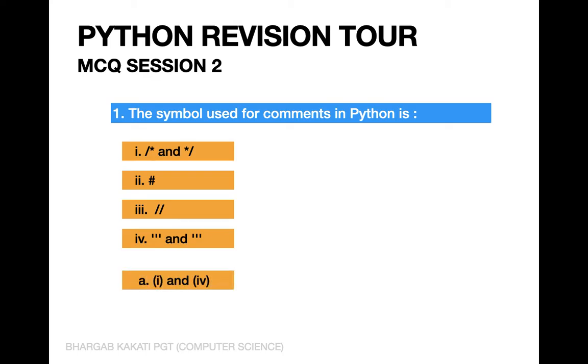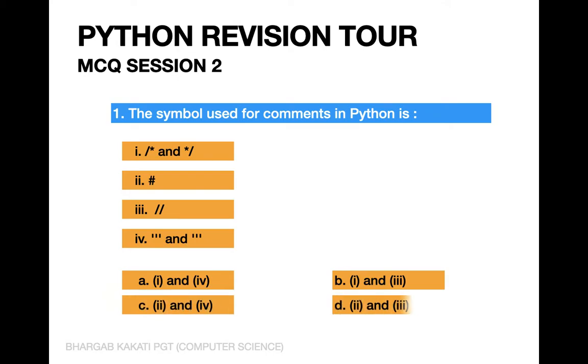And the options are: A, 1 and 4, that means option 1 and option 4. B, 1 and 3. C, 2 and 4. And D, 2 and 3. Very easy question this is. Please guess the answer. You can pause the video here and guess it. And the correct answer is option C, 2 and 4.